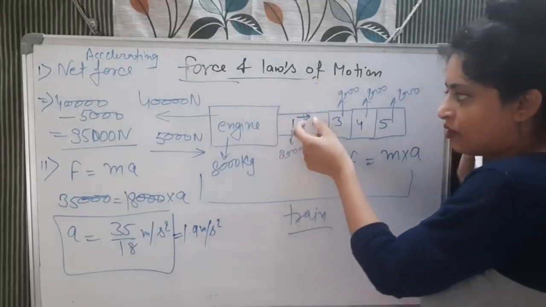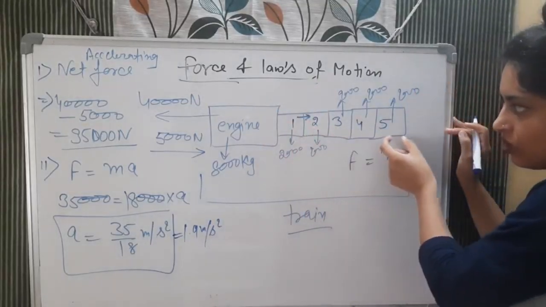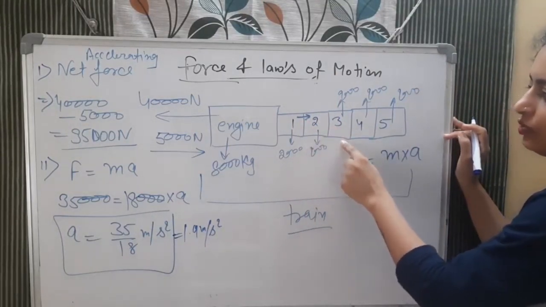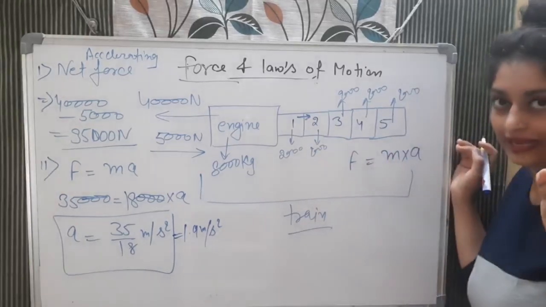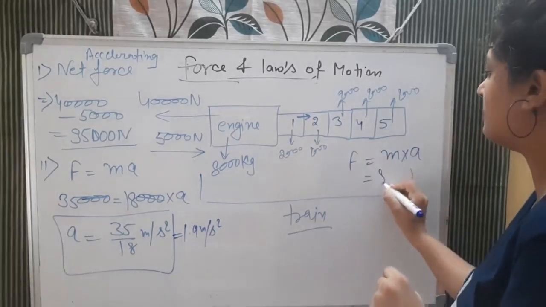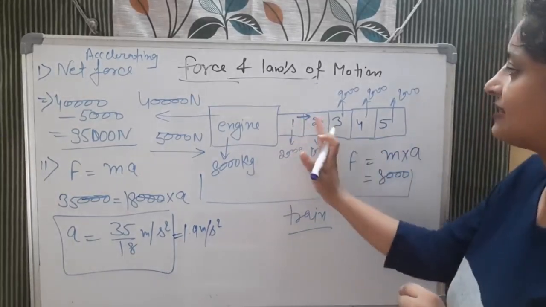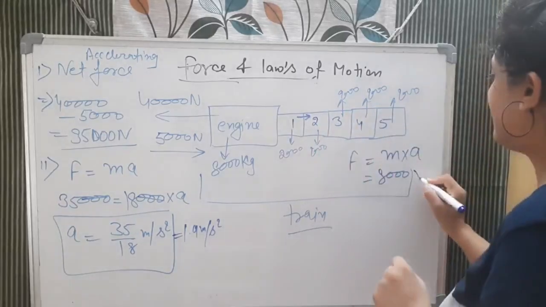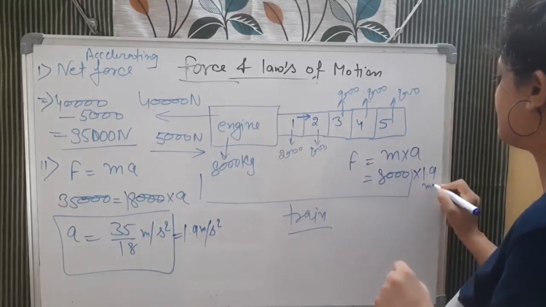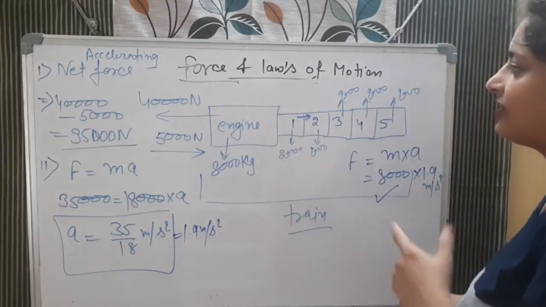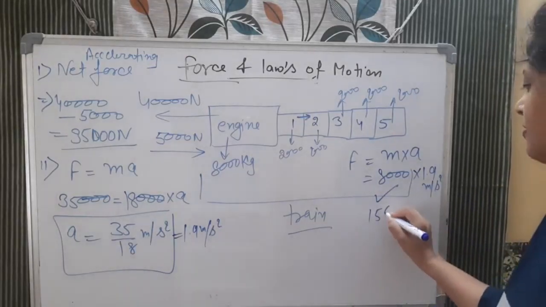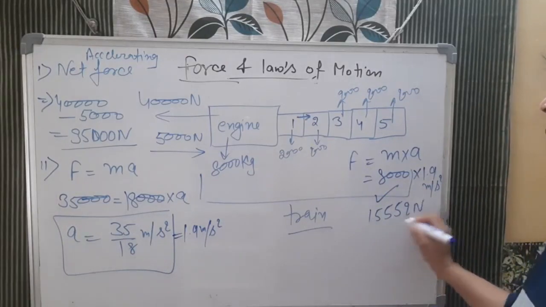Now when it applies on 2, because it is attached with all these, the mass of all these, so 2000, 2000, 2000, 2000, 4 times, so the mass will be 8000. Because it is not acting only on this one, it is acting on the other 3 also. Into acceleration 1.9 meter per second square. So you can multiply and you will get your answer. The answer will come like 15,552 Newton. This will be your answer.